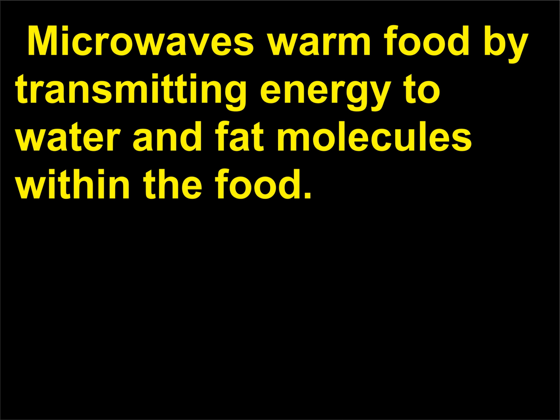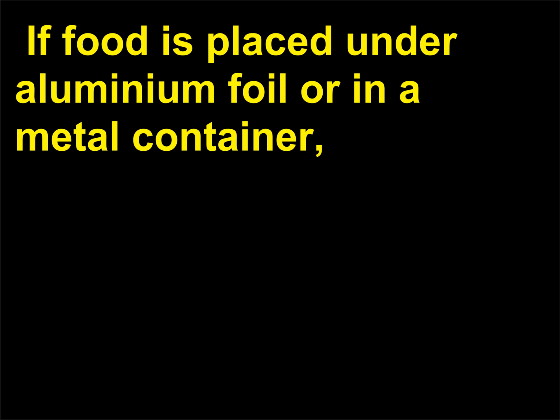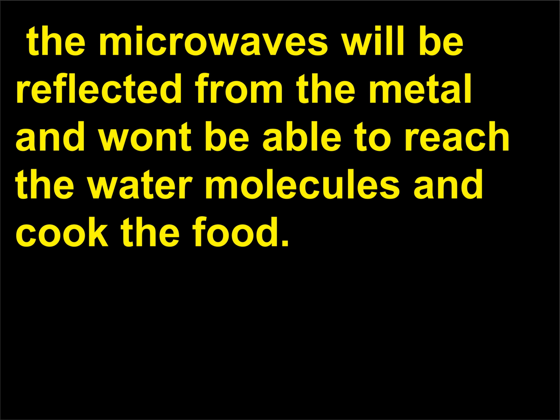Microwaves warm food by transmitting energy to water and fat molecules within the food. If food is placed under aluminium foil or in a metal container, the microwaves will be reflected from the metal and won't be able to reach the water molecules and cook the food.